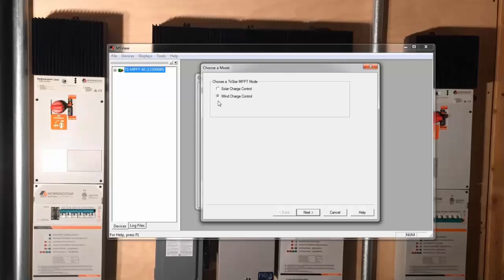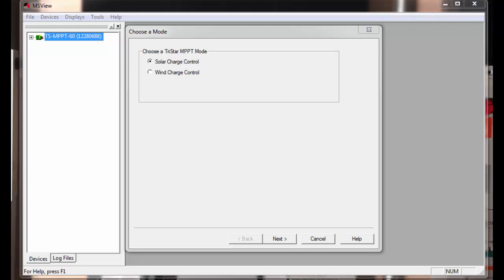This video does not include wind charging control setup information. If we do not currently have the wind charging control information in our manual or a white paper regarding this feature, please contact Morningstar Tech Support if you are interested in using the wind feature. So let's get started with the custom settings for solar charge control.